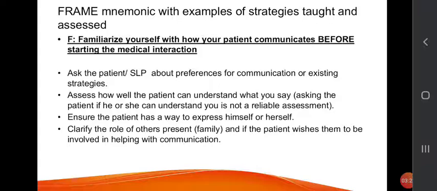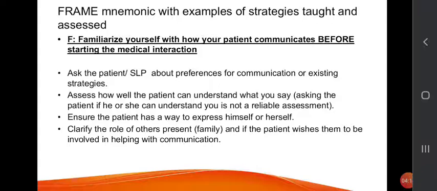Asking the patient if he or she can understand you is not a reliable assessment, because if you ask the patient, are you able to understand me, there is a chance the patient might not even understand, and they might still say yes. He might have a language processing issue, that's why he won't be able to comprehend the meaning of when you said, did you understand me? So you need to be very careful. Ensure the patient has a way to express himself or herself. You can again ask the SLP, the patient or the attendant what the given strategy by the SLPs was, so that he can express himself.